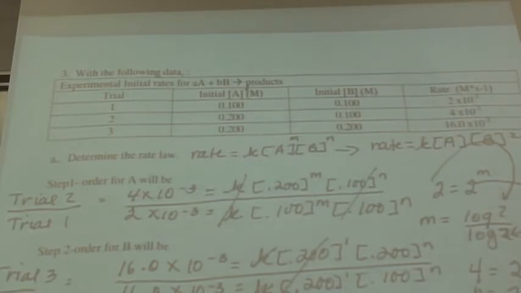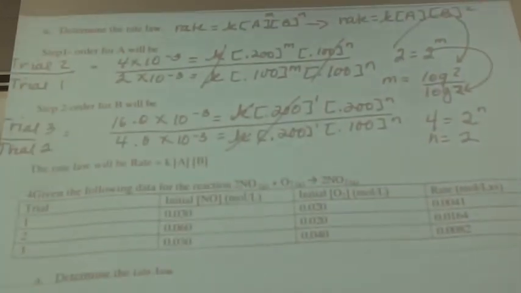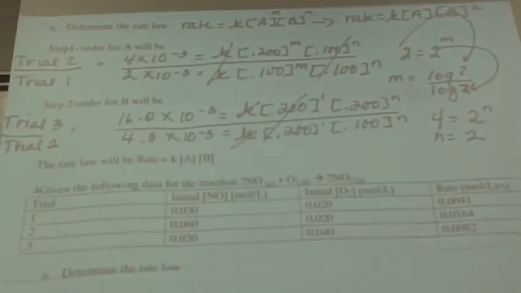Okay, let's try one that is slightly more amusing. For 4 equals 2 to the n, you just put 2 squared equals 2 to the n, and 2 equals n. Okay, so here we go.